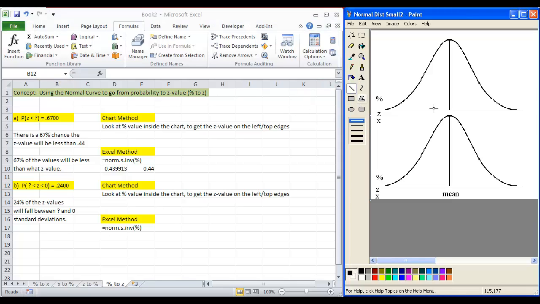So let's look at graphing that one. So let's graph it on both of them. So we know that the z is going to be some value less than 0. Some value less than 0. And we know that the area that we're interested in, or the area that we know so far, is this piece right here. So this is 0.2400. So let's look at that now. So 24% of the probability falls between some negative z number we don't know and 0.